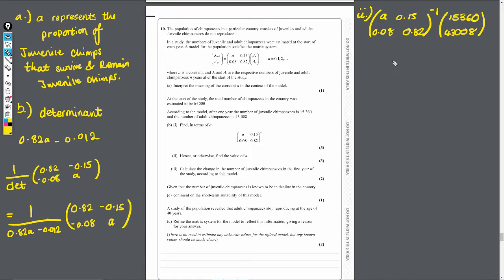So if I write this out in full, this is going to be 1 over 0.82a minus 0.012. And then it's this matrix here, so 0.82, minus 0.08, minus 0.15, A, and then we times it by this. Okay, so I should just have enough room.